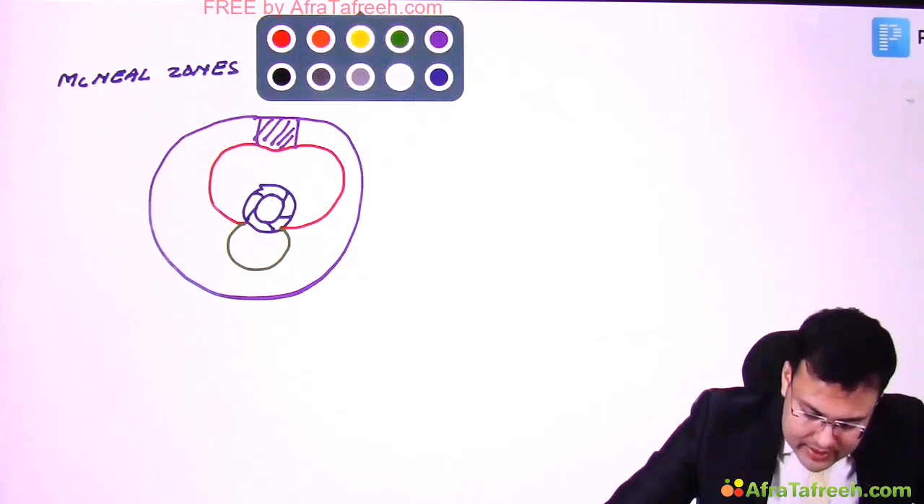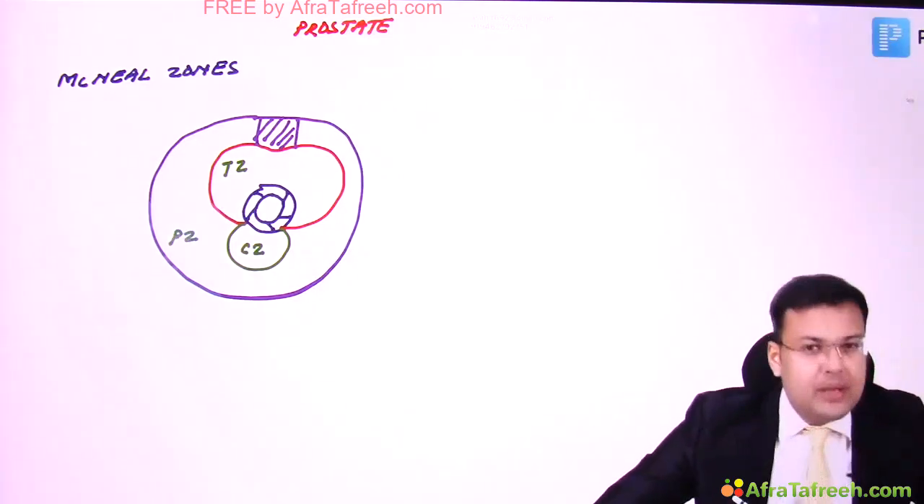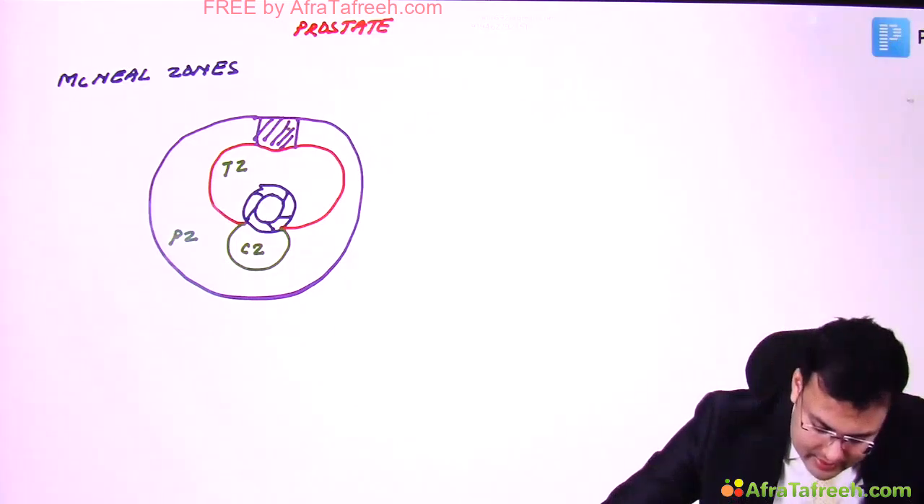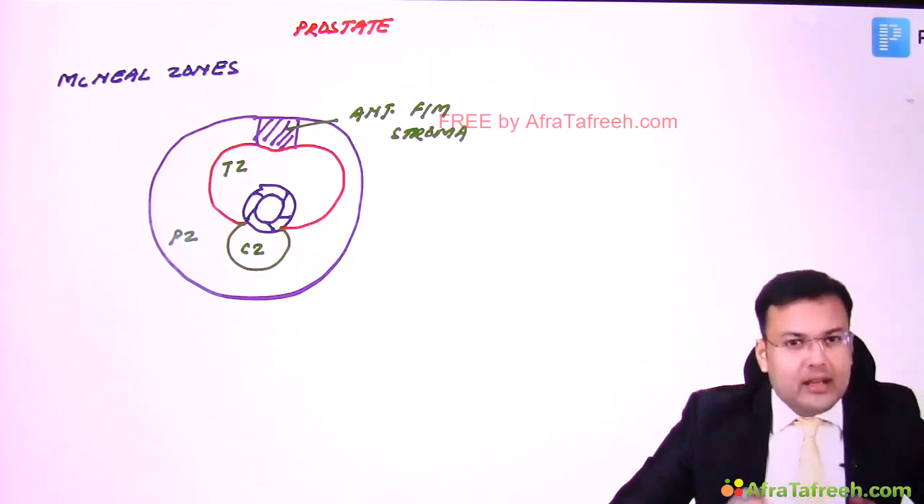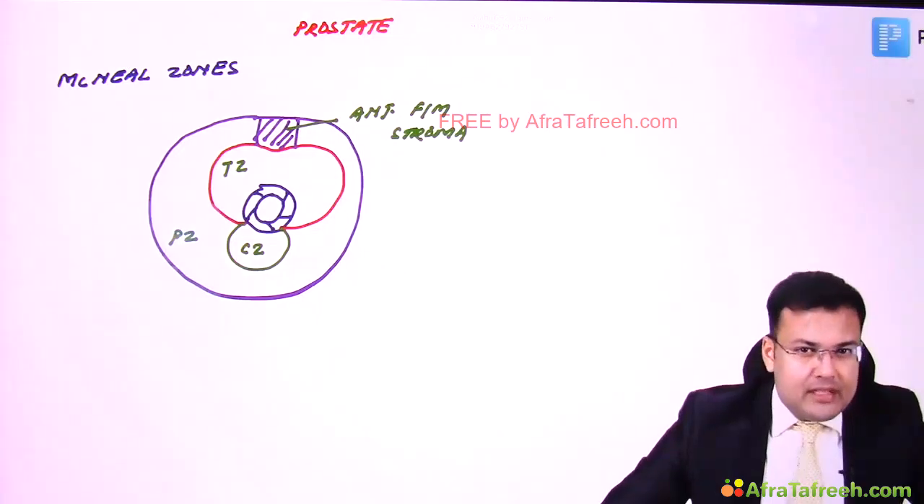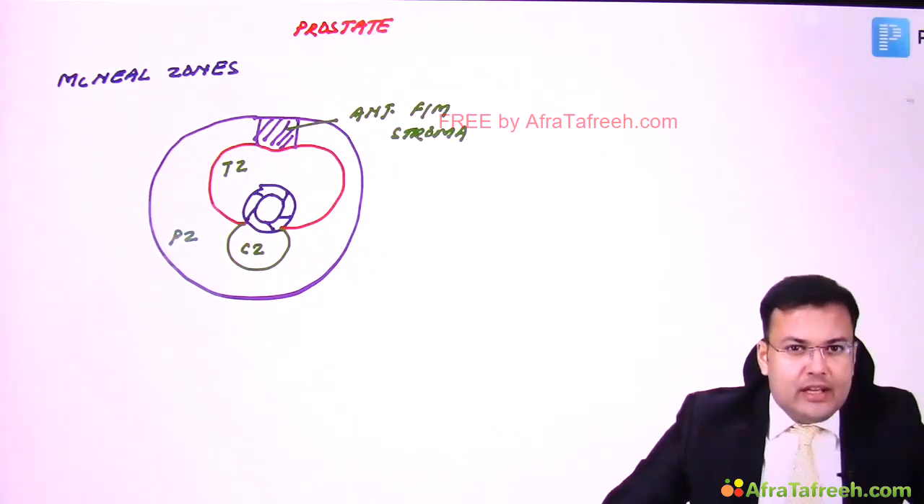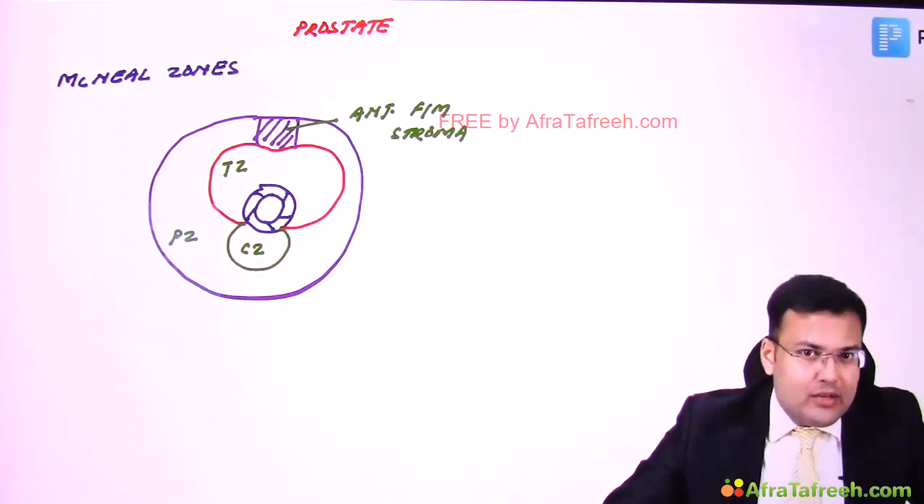So this is transition zone, this is central zone, this is peripheral zone, and this is anterior fibromuscular stroma. Right? This is the classification which is being followed nowadays. But previously, prostate was divided into various lobes, and sometimes questions are asked related to those lobes.